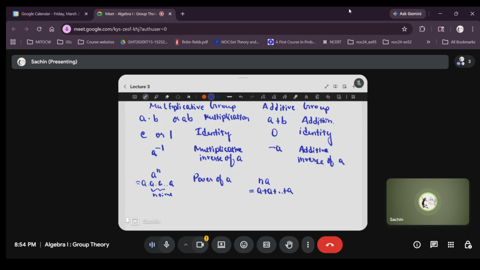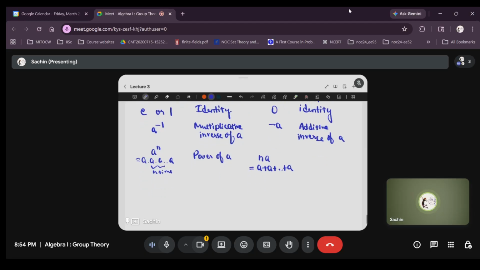So in some groups, for example, the integer groups, nA, adding A n times, is the same as multiplying n by A, right? But it's not the case for all groups. For other groups, it will just be notation to mean you're adding A n times. And we'll say it's a multiple of A, but actually you're carrying out the group operation on the same element n times.